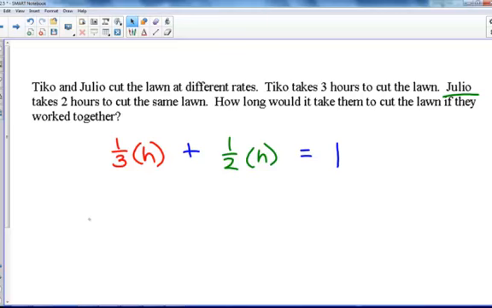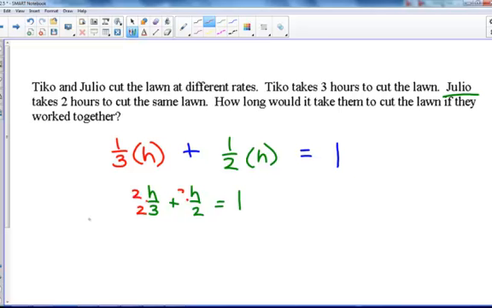So I have h over 3 plus h over 2 equaling 1. And I need a common denominator. I'm going to times this by 2. I'm going to times this by 3. So 2h over 6 plus 3h over 6 equaling, if I go 1 over 1. So 5h over 6 equals 1 over 1.